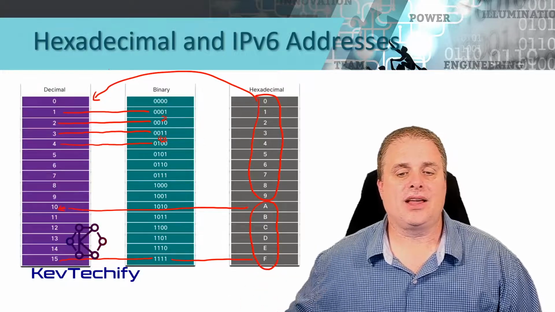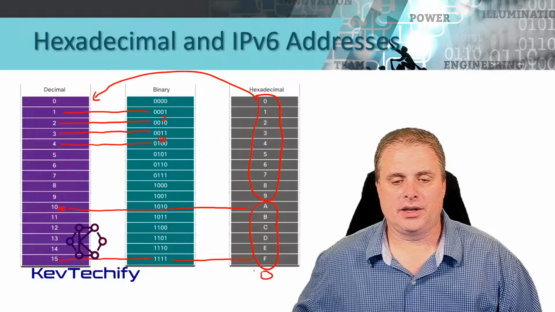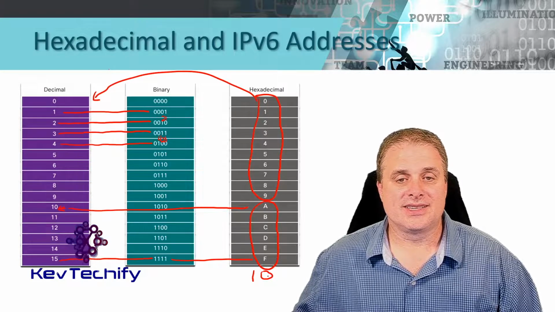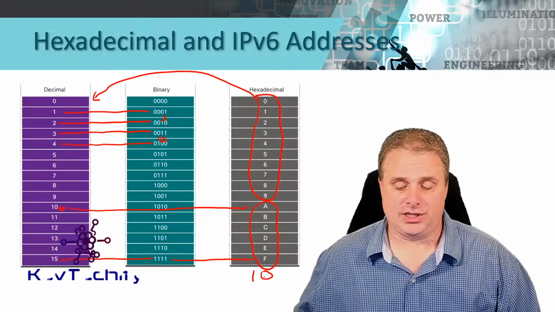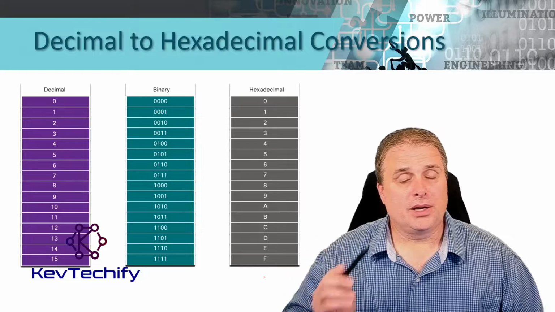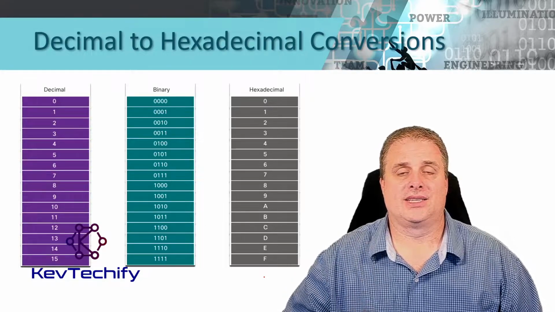The 17th value, we start over again and we increment the column to the left by 1. That's where 10 comes in, the 17th value in the hexadecimal system. The big question is, how do we convert from or to hexadecimal?